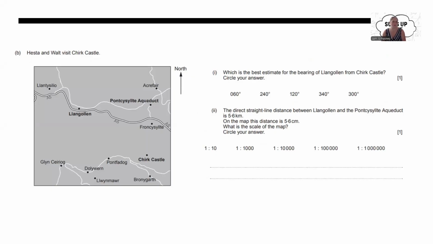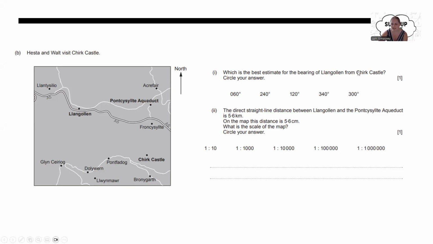Okay, part B, we've got a bearings question. There are 3 things you have to know about bearings. Bearings start from the north line. They always go clockwise. And the third thing, they always have 3 digits. So you can see that 60 has a 0 in front, and that's because it has to be 3 digits.